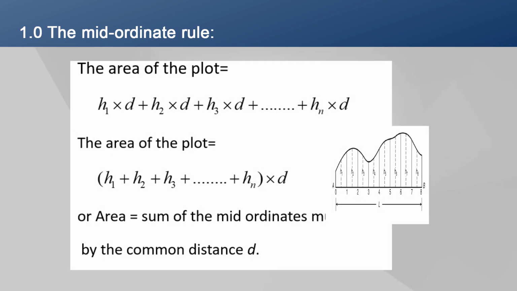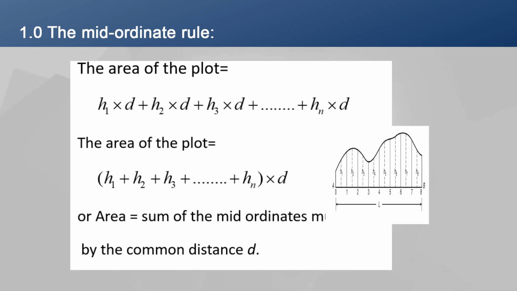For the calculation of the area of the plot, we can calculate the area of the individual divisions, and then by adding the areas of the individual divisions, we will get the complete area of the plot. So, what will be the area of the first division? The area of the first division will be the mid ordinate value, which is h1, into the distance between offsets, which is d. So, the area of the first part will be h1 into d. Likewise, the area of the second part will be h2 into d. The area of the third part will be h3 into d, up to the last part, the nth part, which will be hn into d.